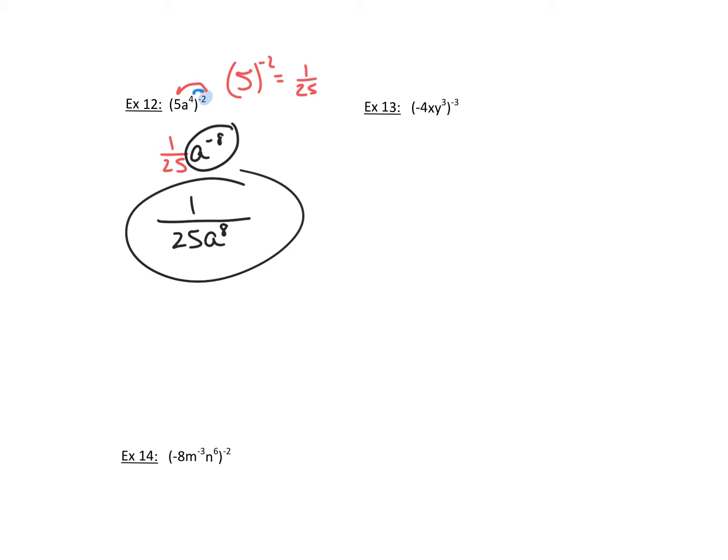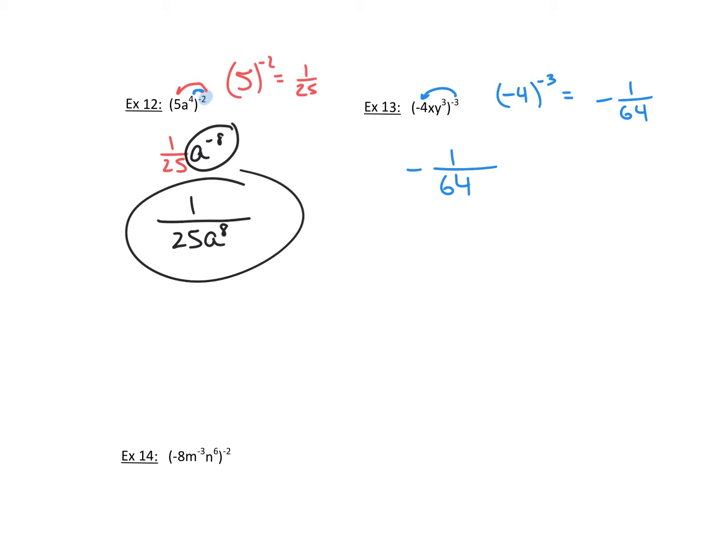Okay, same thing on example 13. Pause the video and try that one. So again, I'm going to take a minute and think to myself as I raise negative 4 to the negative 3rd power. This is negative times a negative times a negative, so it's going to remain negative, and it's the reciprocal of 4 times 4 times 4, which is 64, so it's negative 1/64. Okay, so I'm going to start with negative 1 over 64.